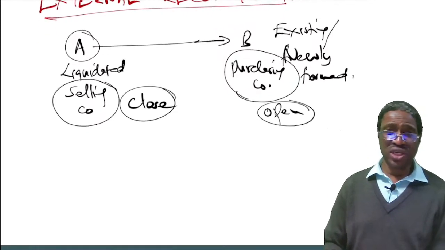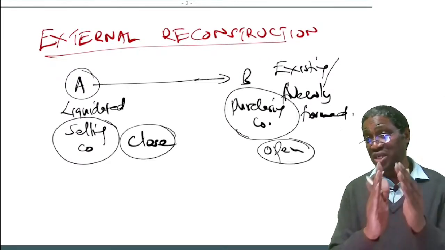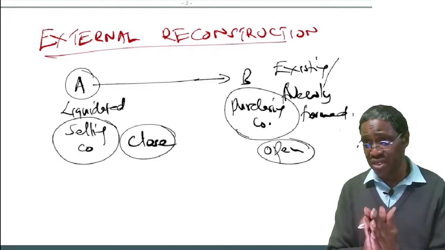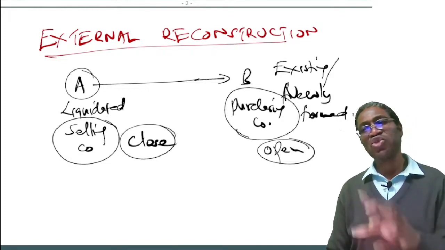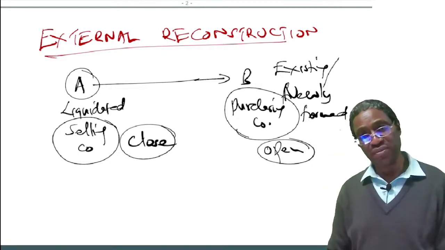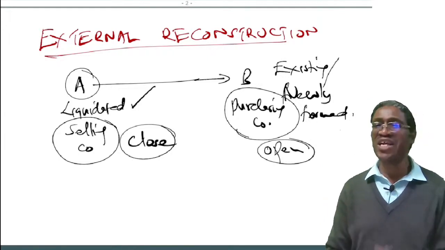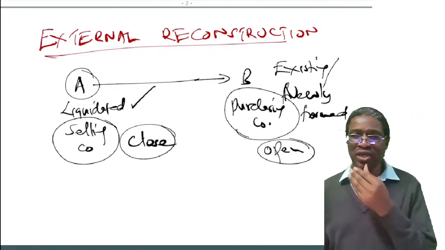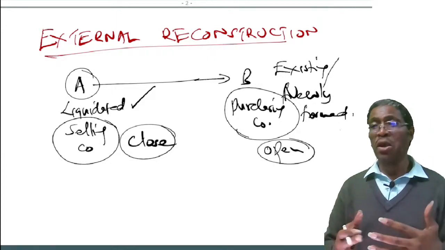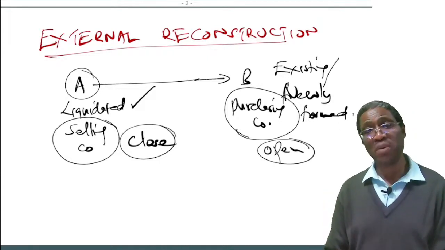Okay, so when does an external reconstruction occur? I have said external reconstruction takes place where a company is liquidated and they sell their business to another newly formed or existing company. Another point is this. I have said company A must be liquidated. It means that by the end of the day, the stakeholders of company A must be paid what is due to them so that they sell their business to company B.